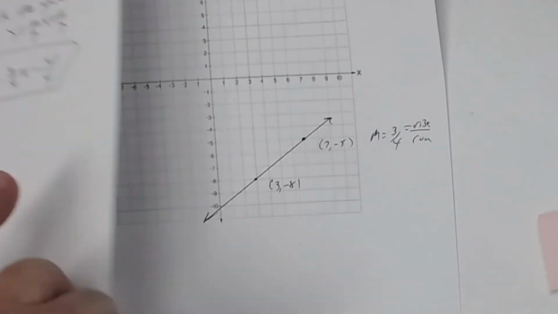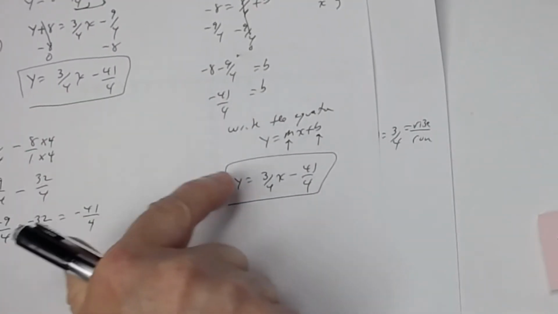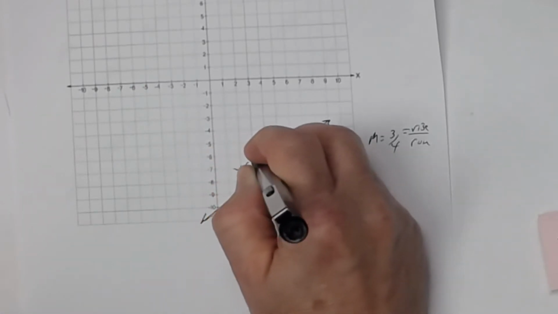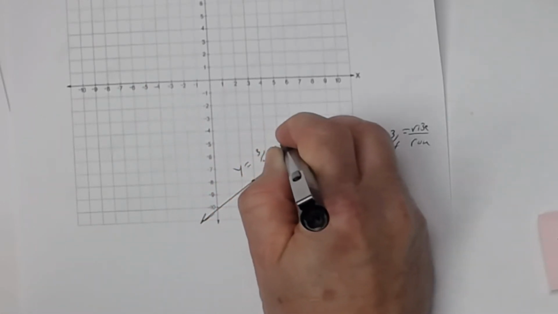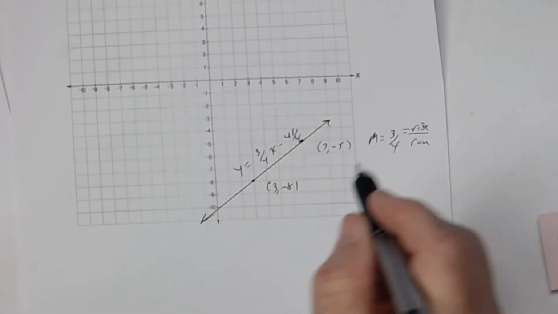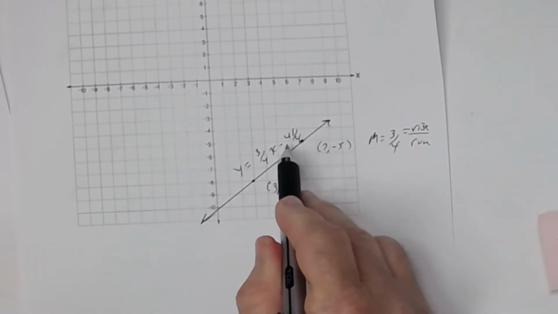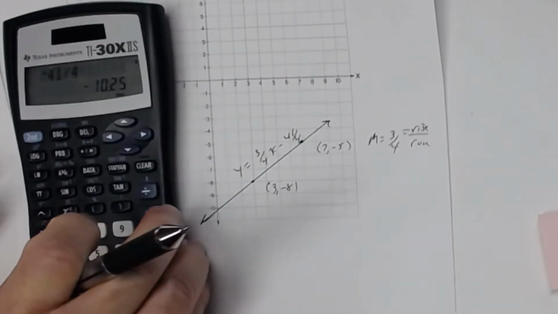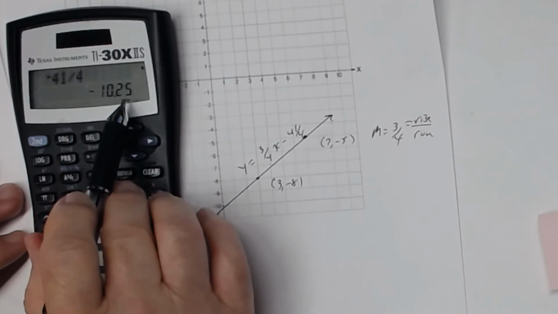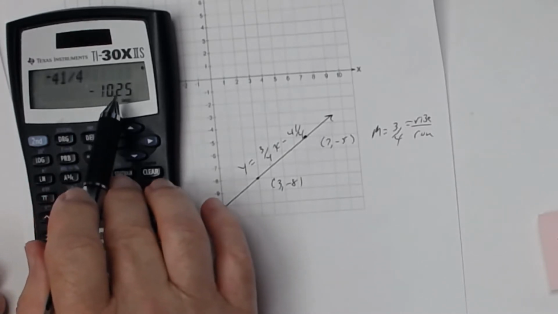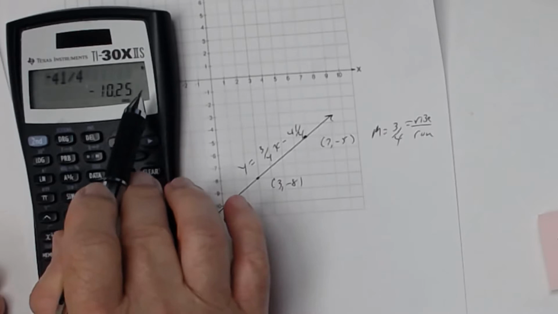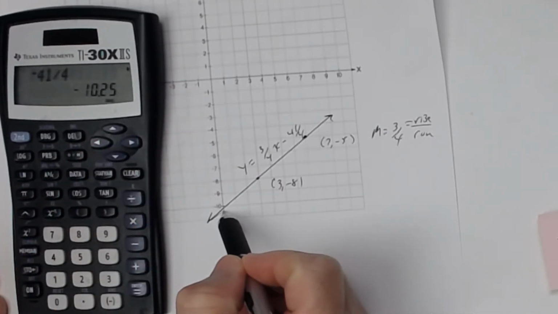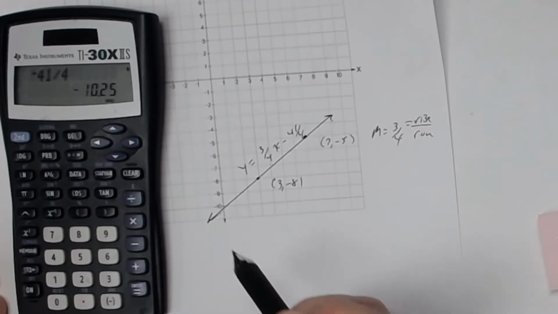What I found here, let me put it this way. What I found here, see this equation? This equation is actually the equation of this line. So this is y equals 3/4 x minus 41/4. That's what you found. And then notice, remember the negative 41/4? That is this negative 10.25, or negative 10 and a fourth. That's the y-intercept. So notice it crosses the y-axis around negative 10.25.